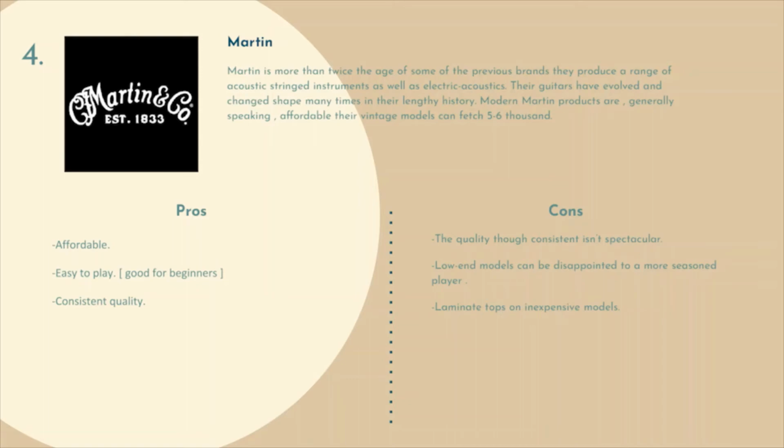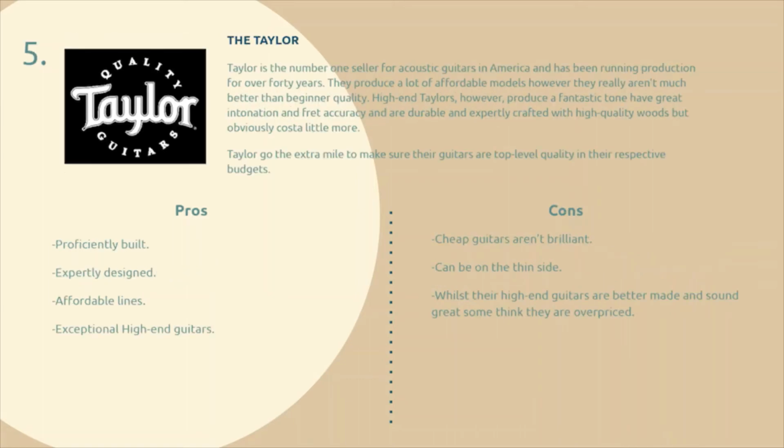Their pros are they are affordable, they are easy to play, meaning they are good for beginners, and they have a consistent quality. Last but not the least comes the Taylor. Taylor is the number one seller for acoustic guitars in America and has been running production for over 40 years. They produce a lot of affordable models. However, they really aren't much better than beginner quality.